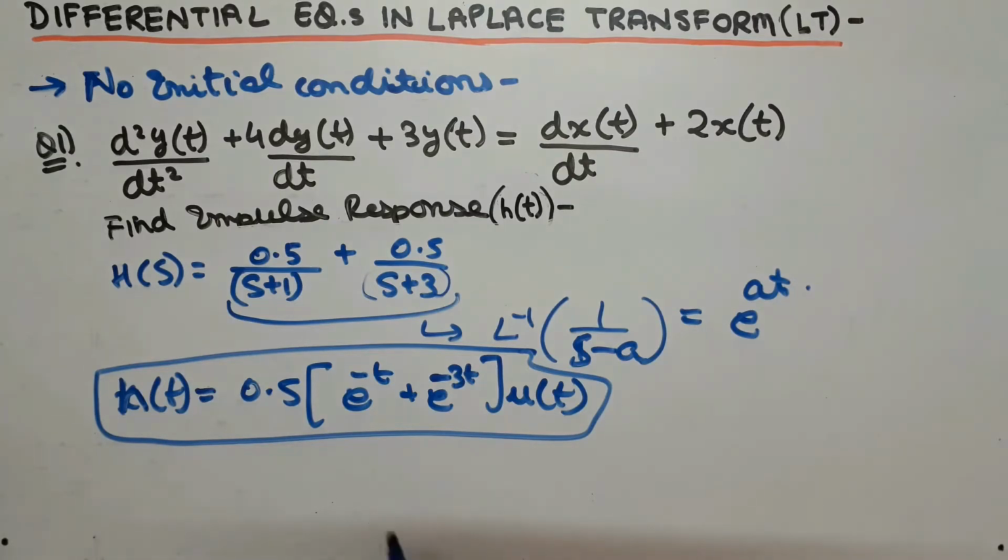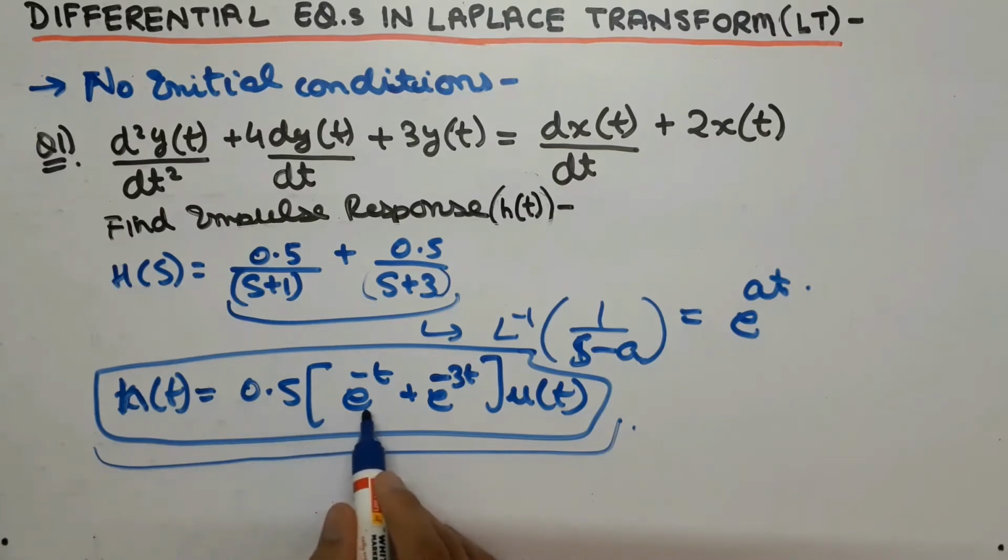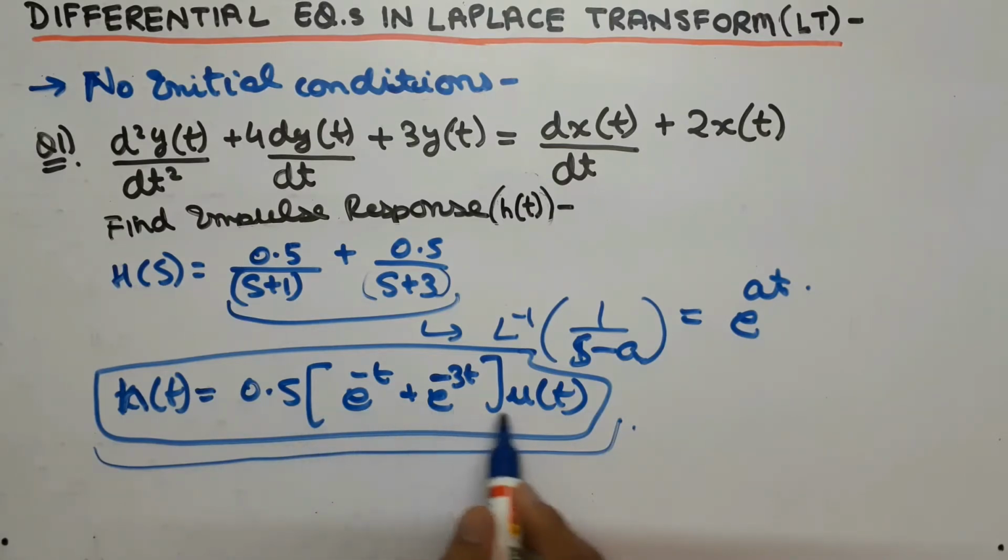It will help you to understand these concepts better, as I have explained how to use these formulas in such equations. Now guys, this is our final answer, that is h(t) is equal to 0.5 into e^(-t) plus e^(-3t) u(t), and we found this by performing necessary Laplace transformations.